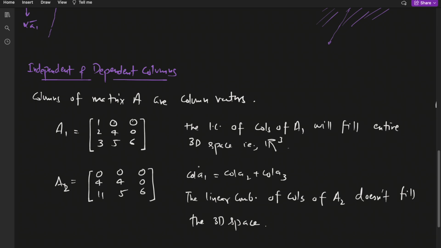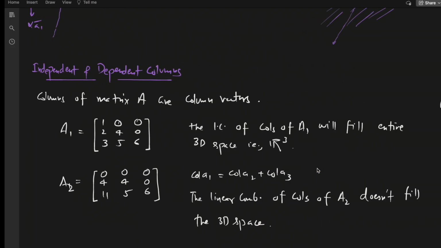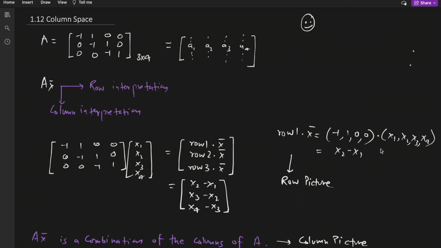And that plane, this plane, that is all combinations of the columns. This plane is the column space of this matrix. So in A1, the column space is nothing but the entire 3D space. All right, so that's all for this lecture.